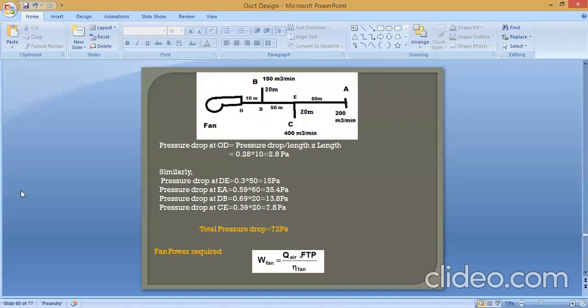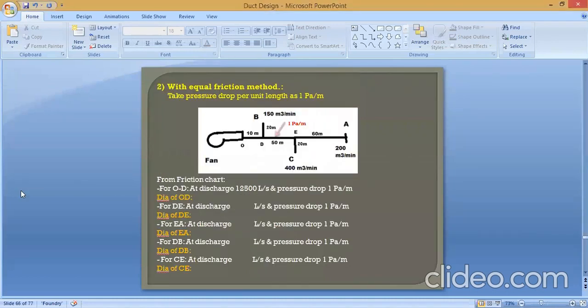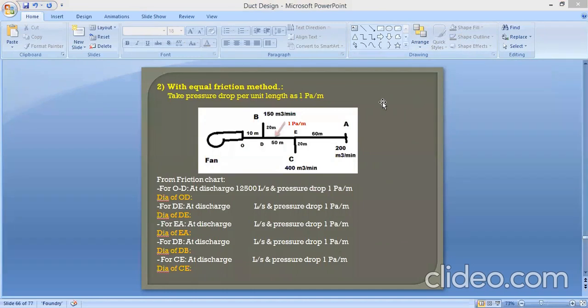Let me move to the next part, which is the equal friction method. If you all allow me, I will move to the next section. If all of you are with me, please leave a message so that I will continue to the next method. Okay, thanks Amrut.